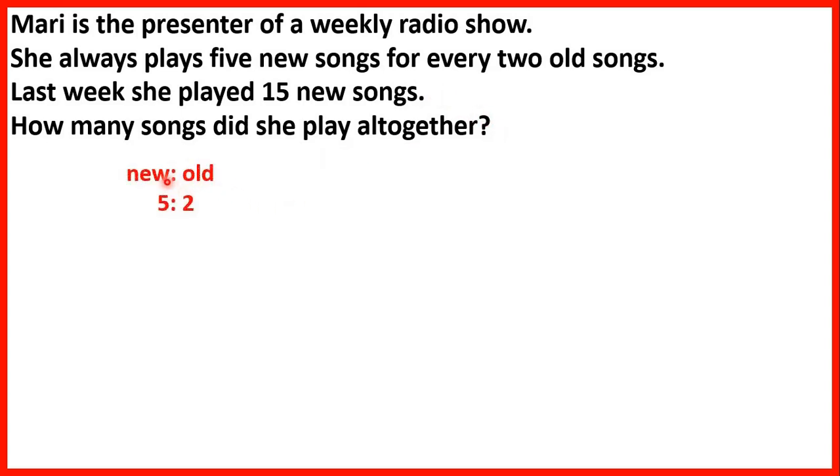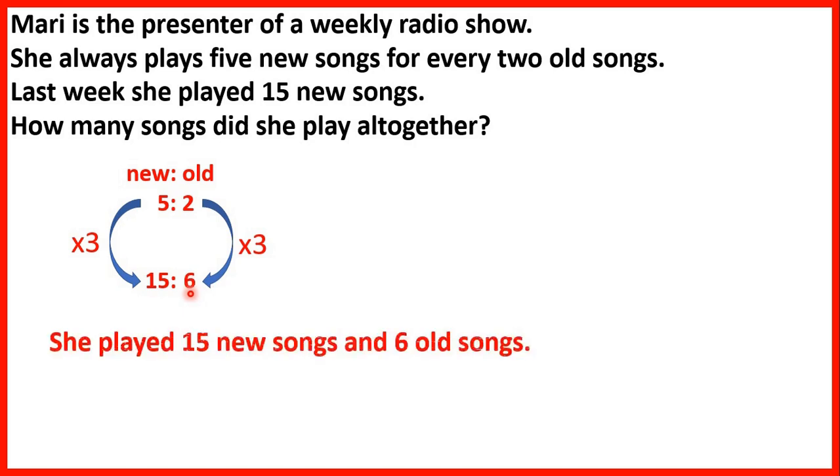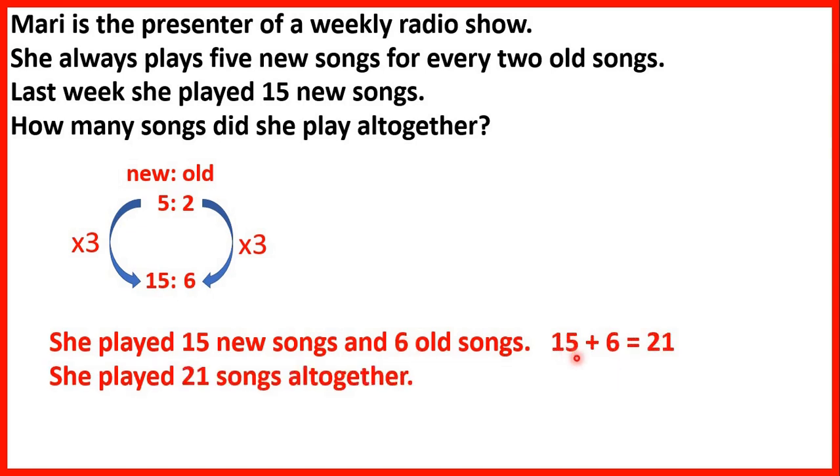So we know that the ratio of new songs to old songs is 5 to 2. And we know that she played 15 new songs last week. Now 5 times 3 is 15, and 2 times 3 is 6. So she played 15 new songs and 6 old songs, which means that she played 21 songs altogether.